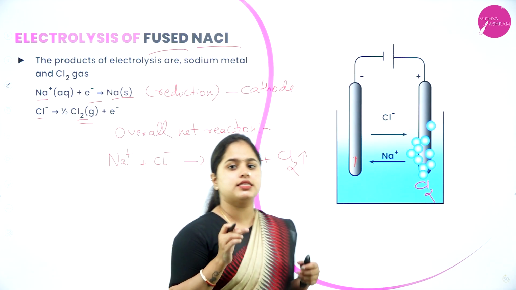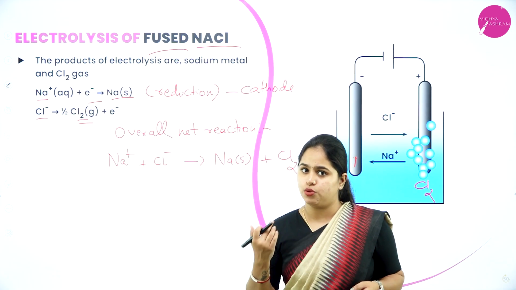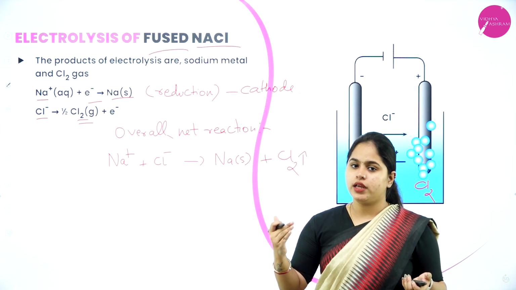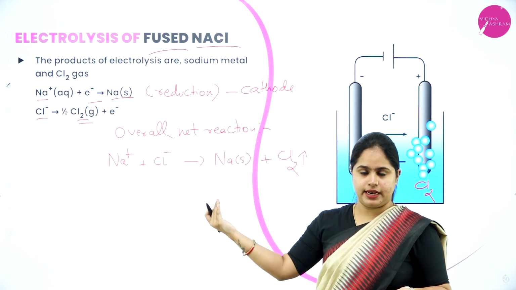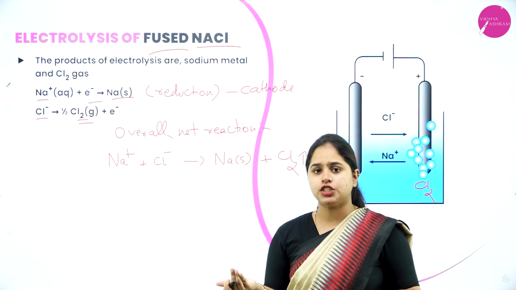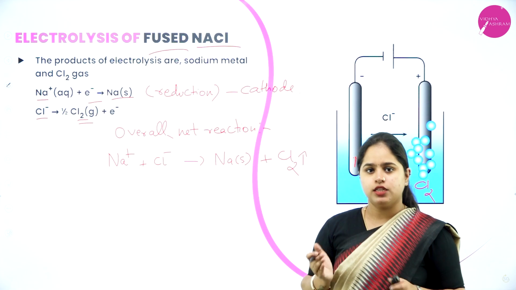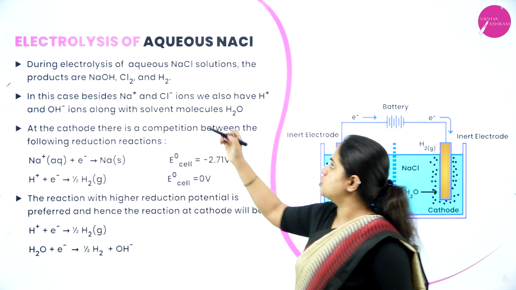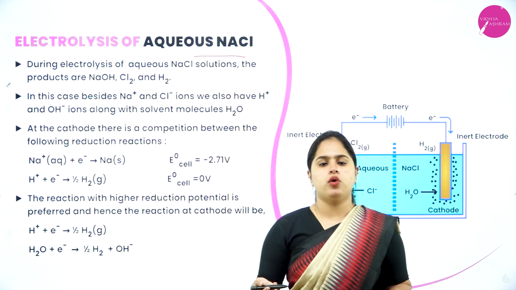So in this case there was not much confusion because there were only Na+ and Cl- ions. Sodium underwent reduction and formed Na, and Cl- underwent oxidation and formed chlorine gas. So this is clear. Now moving on to the next one, that is electrolysis of aqueous sodium chloride.